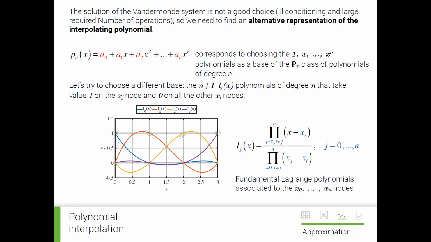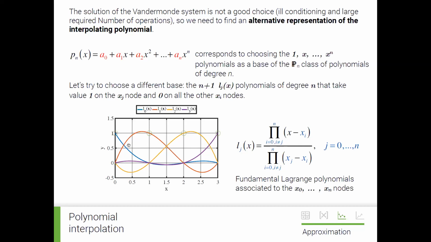Here we build this Lagrange polynomial as a product of factors: the product of x minus xi over the product of xj minus xi. j here changes from 0 to n. This is called the fundamental Lagrange polynomials associated to the nodes x0 to xn. Again, these are the fundamental Lagrange polynomials.